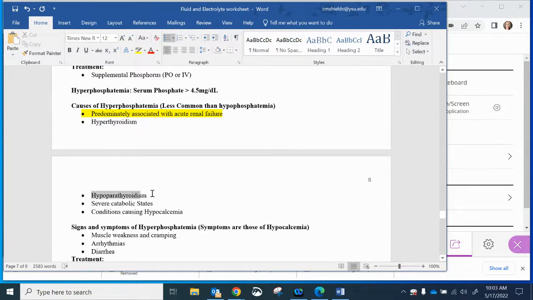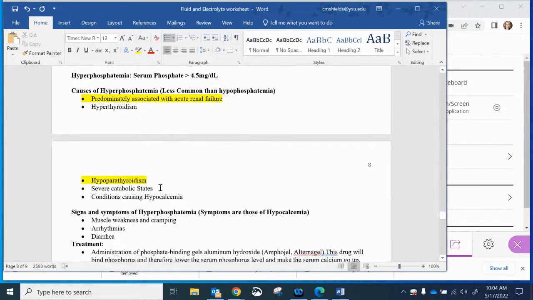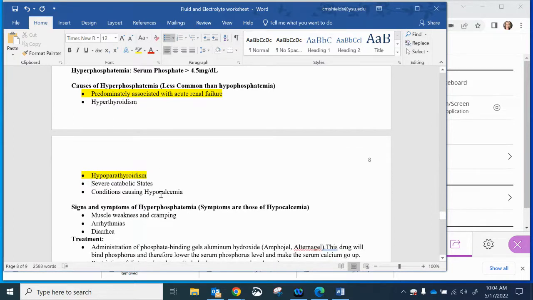Hypo is the next one I want you to think about. Again, this concept, hypoparathyroidism, which would cause a hypocalcemia, right? So think parathyroid, think calcium. Low parathyroid, low calcium. Since we have low calcium, it could lead to high phosphorus because of the inverse relationship, severe catabolic states, conditions causing hypocalcemia, which we just said.